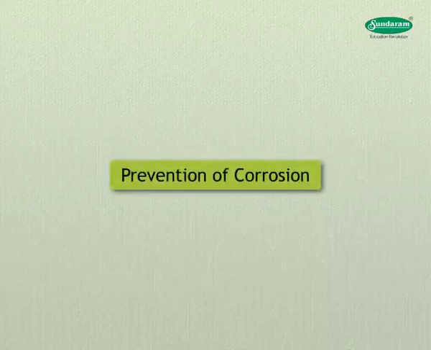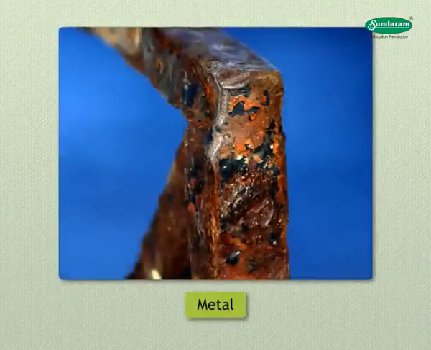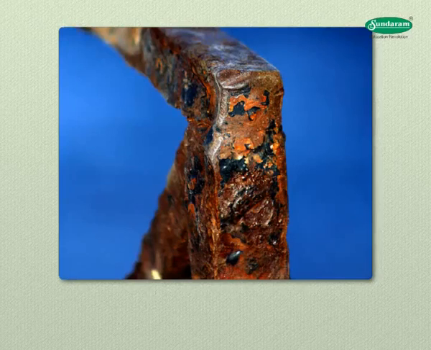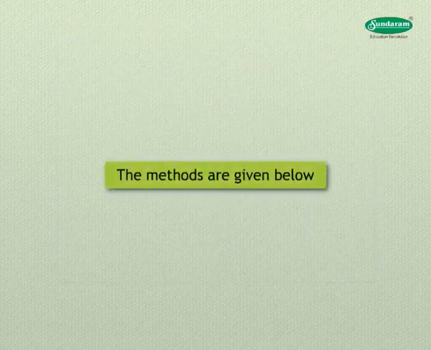How to prevent corrosion? Corrosion of metals can be prevented if the contact between metal and air is cut off. This is done in a number of ways. Some of the methods are given below.